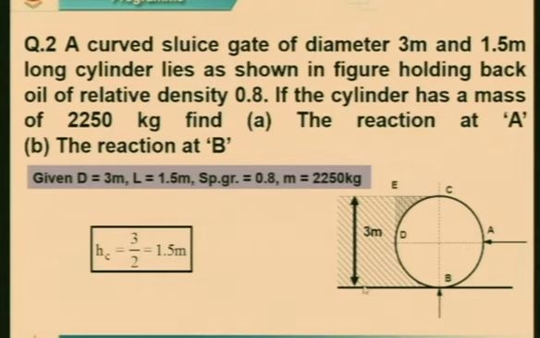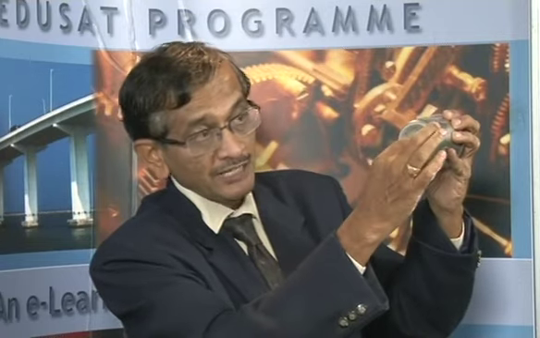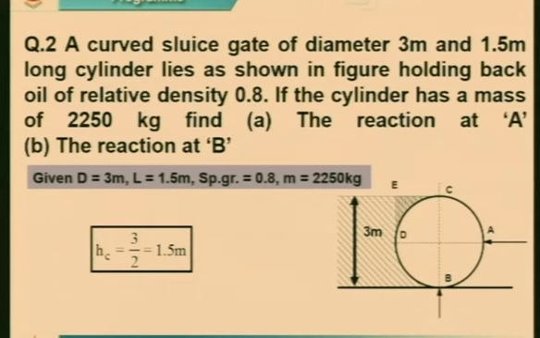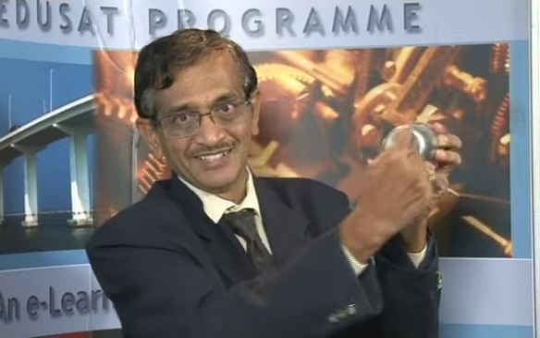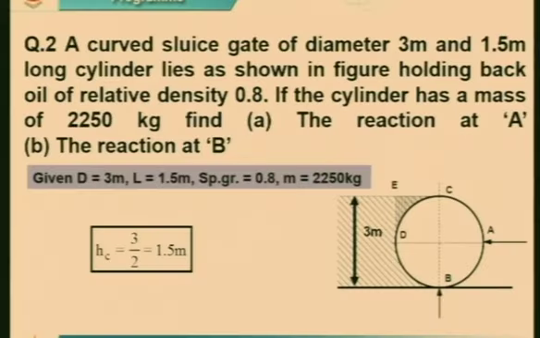Now this cylinder has oil on this side, 3 meter, with a length of 1.5 meter. First of all, what is the diameter? 3. What will be the Hc? 3 by 2, so Hc is 1.5, because the centroid will be here. This is your 3 meter diameter, half of that will be the centroid. So Hc we got as 1.5. The diameter is 3, and the length perpendicular to the board is 1.5.